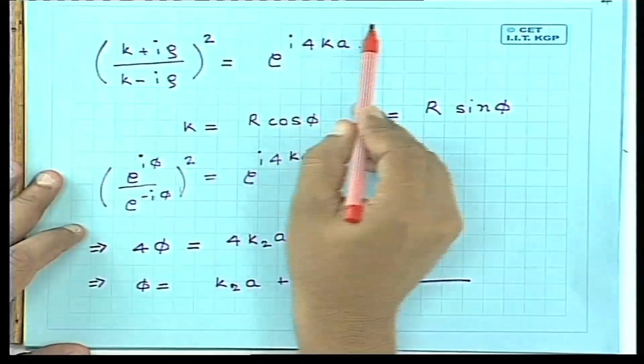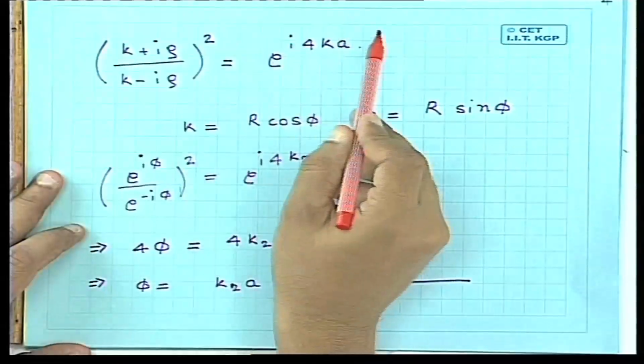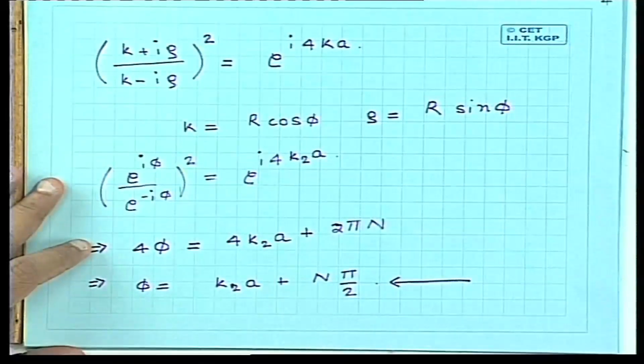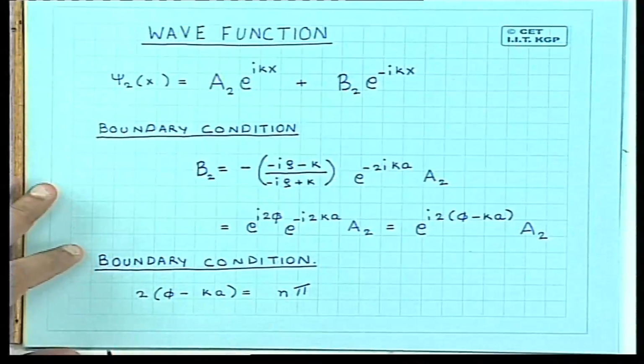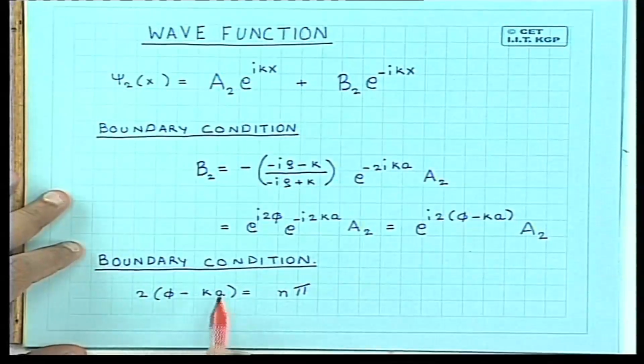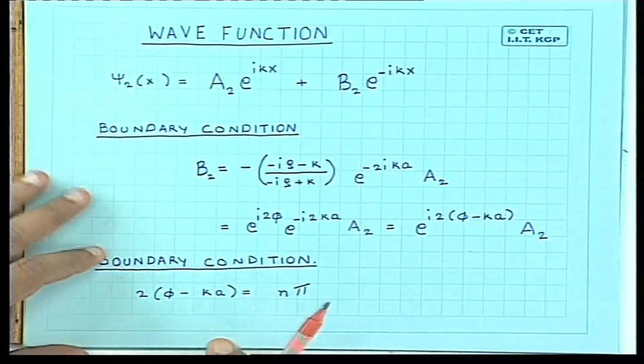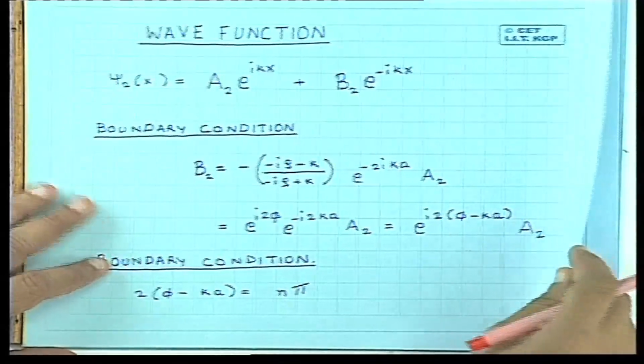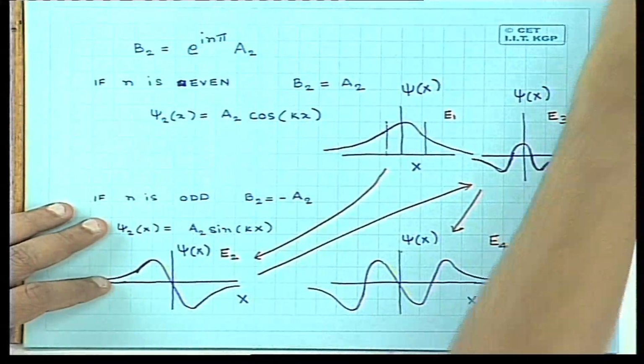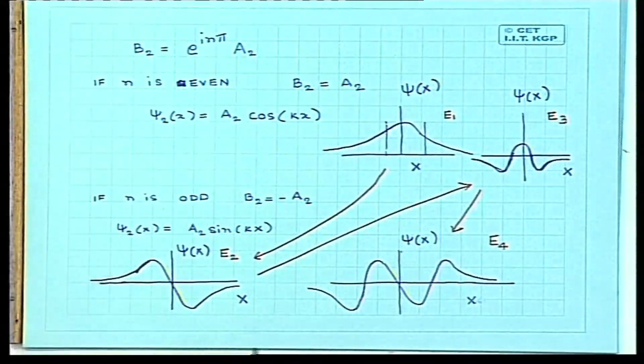This arises from this relation over here, which is what the boundary conditions give us. So both the boundary conditions together give us the relation that 2 times phi minus ka is equal to n pi, where n could be some arbitrary integer, 1, 2, 3, 4, etc. Now we have two situations. n could be even or n could be odd.